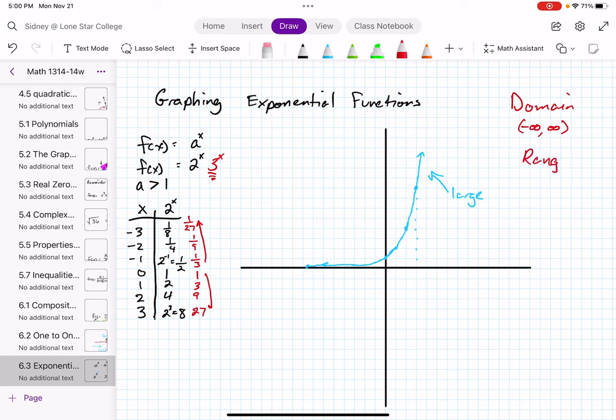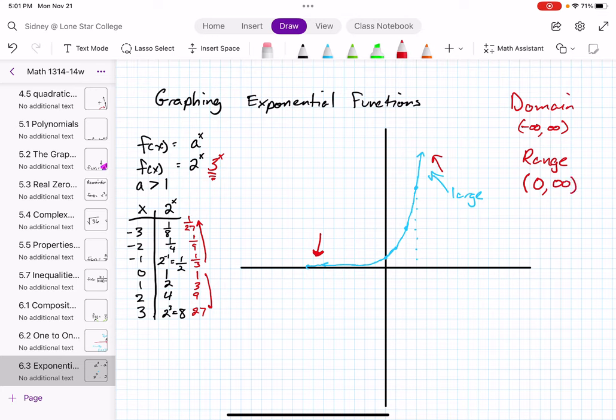And range. Range is interesting because over here on the left-hand side, the negative x values, I get infinitely close to 0. But it's important to note that it never actually touches 0. It's always 1 over something, so it's always a fractional value. It gets smaller and smaller and smaller, but it never actually touches 0. So we have to use a parenthesis at 0. And how high does it go? Well, it goes really high, really fast. So it's going to go to infinity.